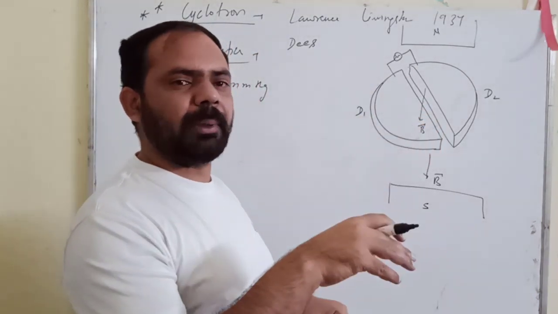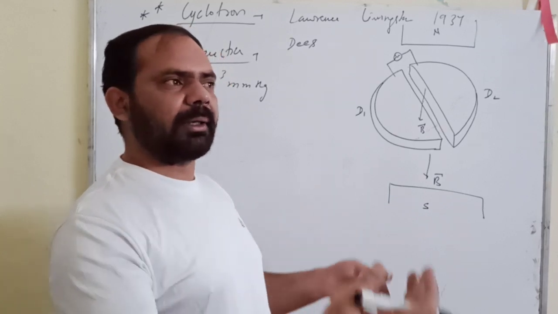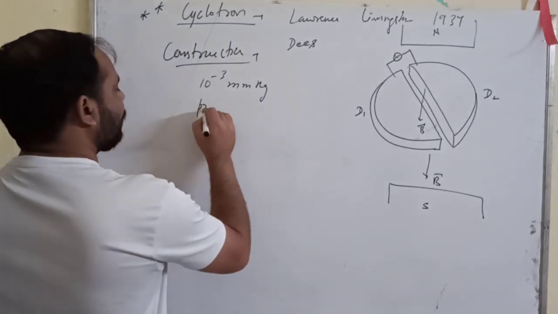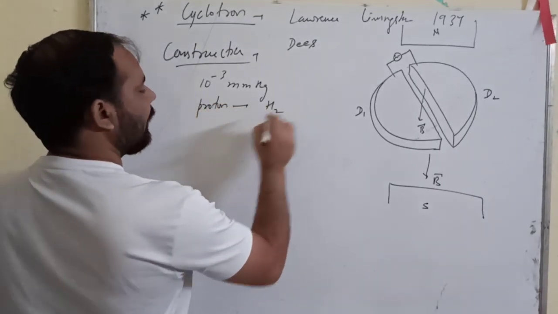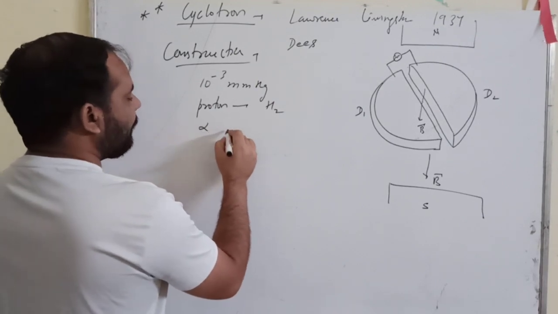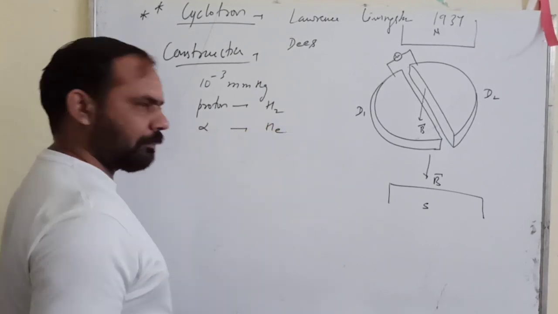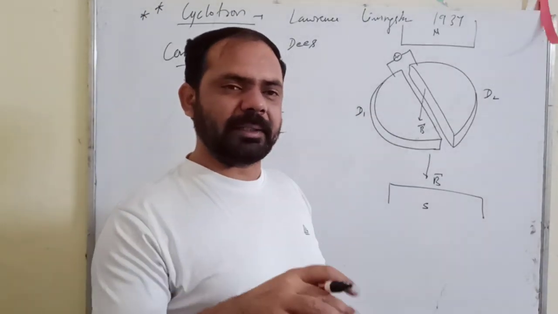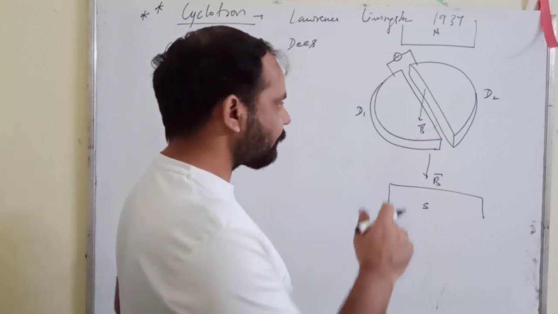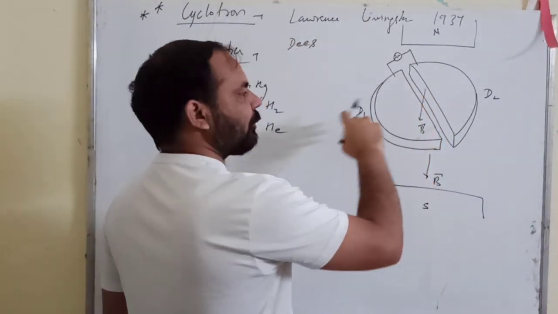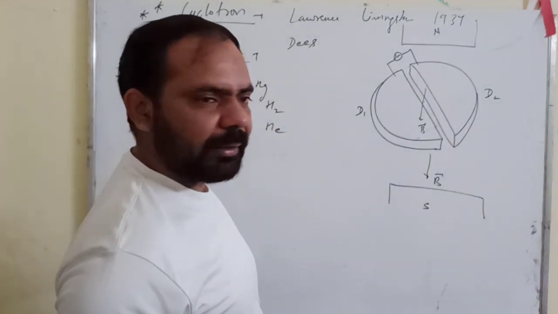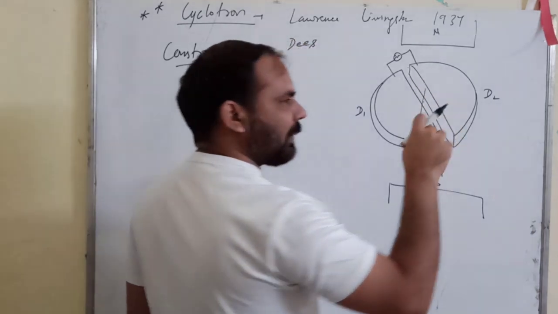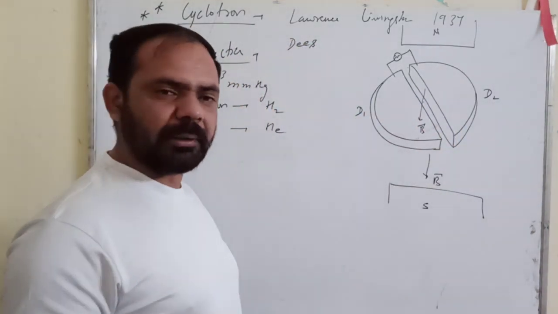Which gas will be placed depends on what type of charged particle you need. If you need a proton, for proton we place H2 gas, hydrogen gas, and for alpha particle we place helium gas. Actually these gases are placed so that with the help of ionization we can produce these charged particles. So we place hydrogen at low pressure, and due to ionization we will produce a charged particle, suppose a proton.